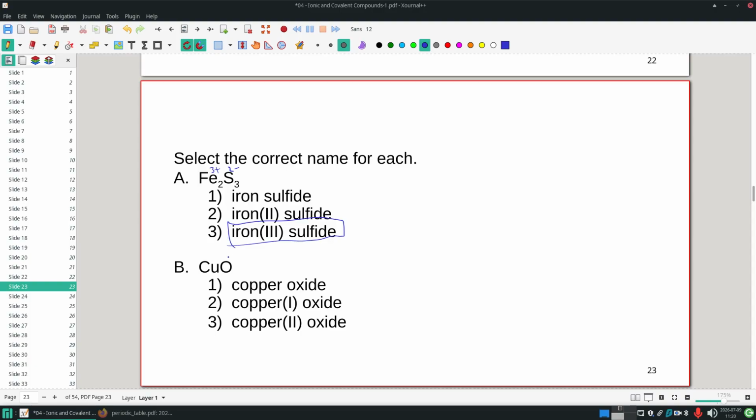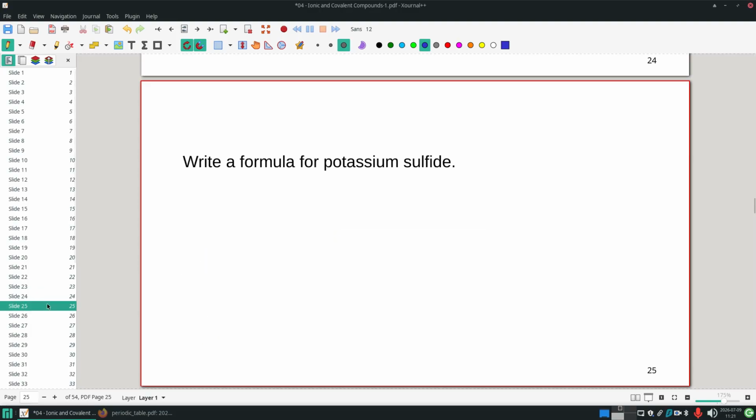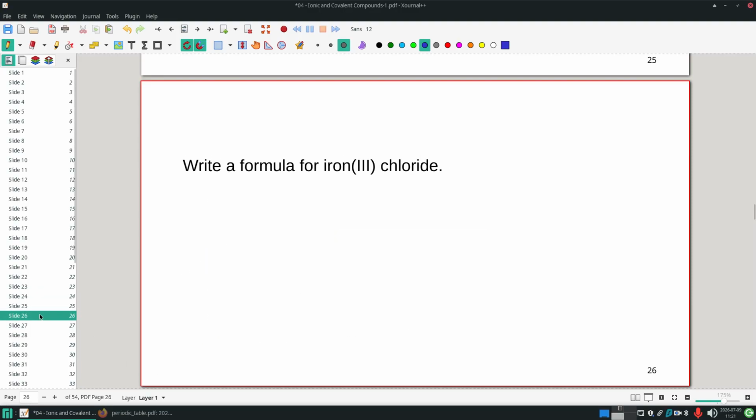Now the next one, copper oxide, CuO. Oxygen's always a -2. Therefore, this copper must be a +2, giving us copper(II) oxide. As simple as that is, what ends up throwing people off more than anything is when they have to turn the name into a structure.